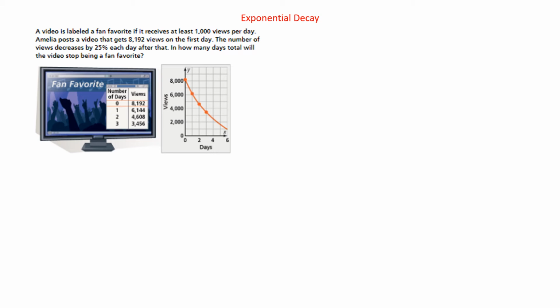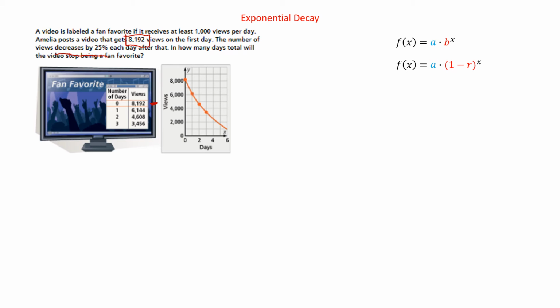So we have an initial value. That would be the 8,192 views. And it decreases by 25%. Growth, it would increase by something. Decay, it decreases. Well, what would that do to our equation? It's almost the same, except with a decrease, instead of plus the rate, we're going to subtract the rate. So it's 1 minus r.